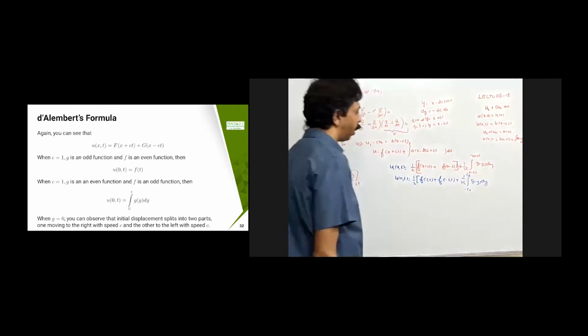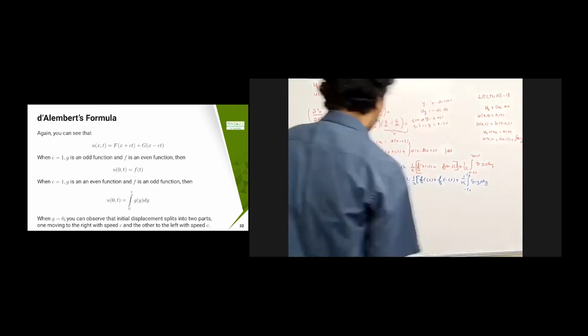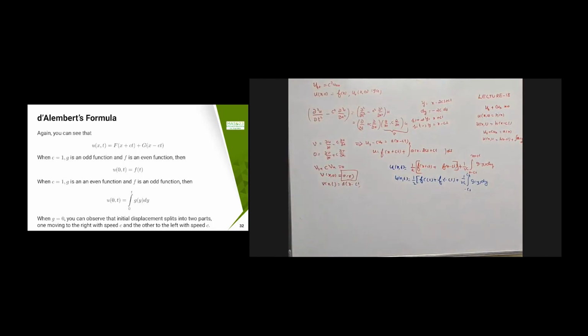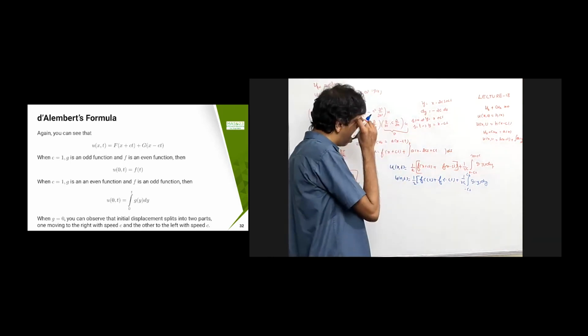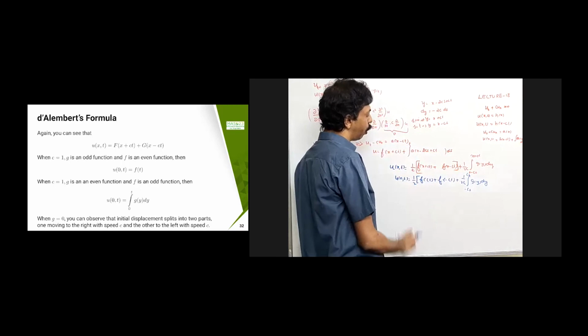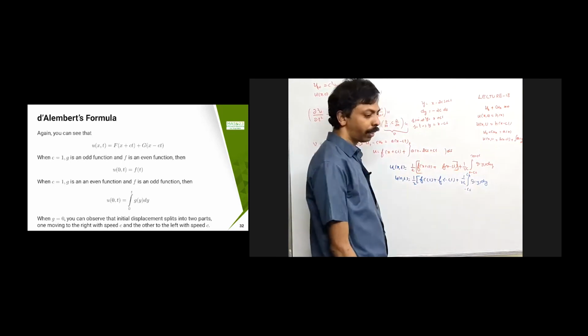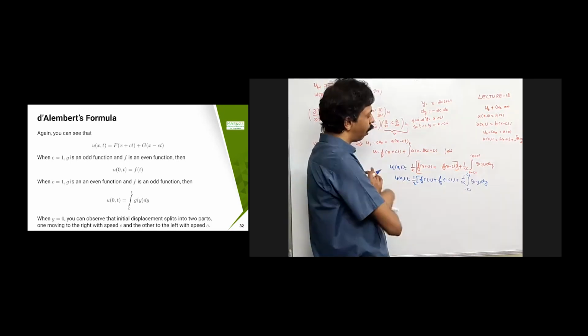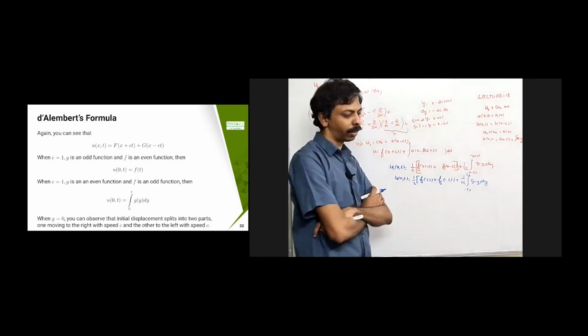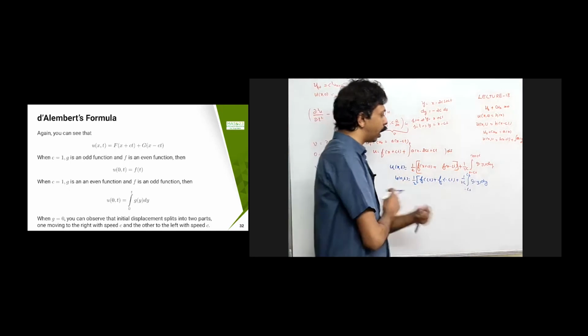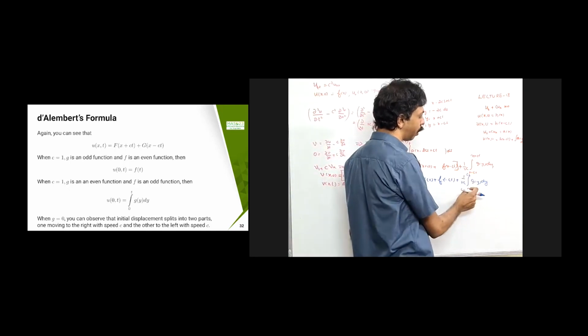Most of the time, the CSIR or GATE exams ask this. Suppose f is an even function and g is an odd function. What is going to come? If g is an odd function, the integral from minus ct to plus ct is going to vanish.